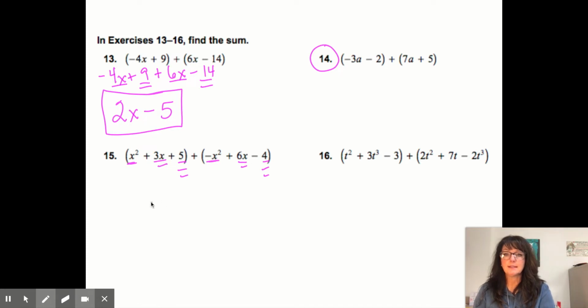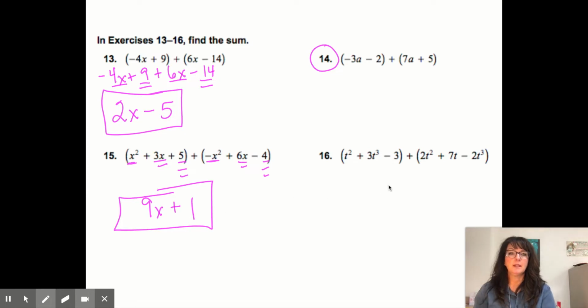3x plus 6x is 9x, and 5 minus 4 is a positive 1. And 9x plus 1 becomes the simplified term. All right. So I have squared, cubed, and 0. So the cubed is my first one. So I kind of am working with the standard form and the like terms all at the same time.